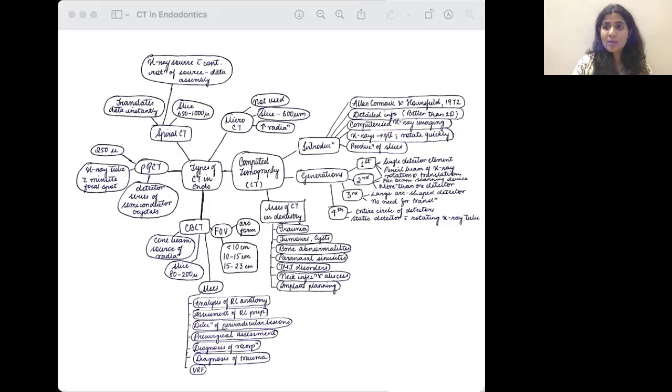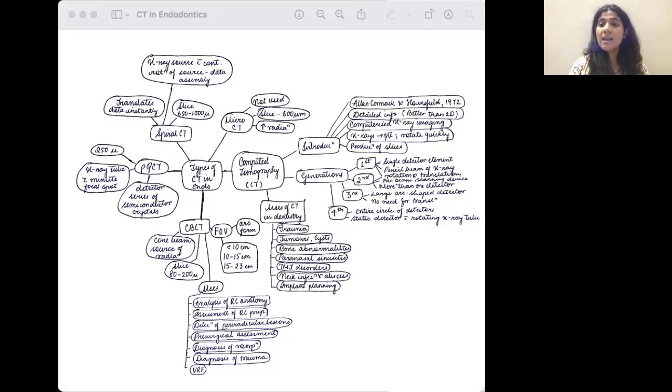Now, based on the detector element and its position, there are a few generations of CT. These are basically four: first, second, third, and fourth. The first generation has a single detector element, and the X-ray beam is like a pencil. So there is rotation and translation occurring. Next, in the second generation, there is a fan beam scanning device. It has more than one detector, and these are located on opposite sides of the object.